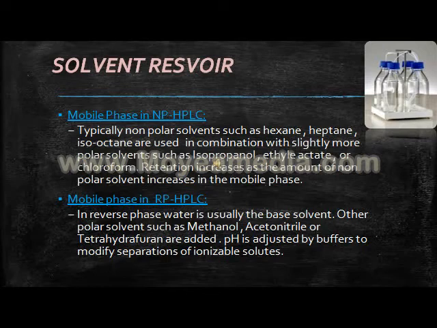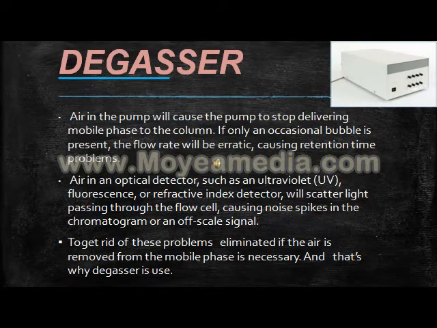pH is adjusted by buffer to modify separation of ionizable solutes. We have seen in slide number 20 that there is a part known as the degasser. Why is this important, or why is it used? It is an important part in order to remove the air in the pump and air in the optical detector, like the UV fluorescence which we are using.